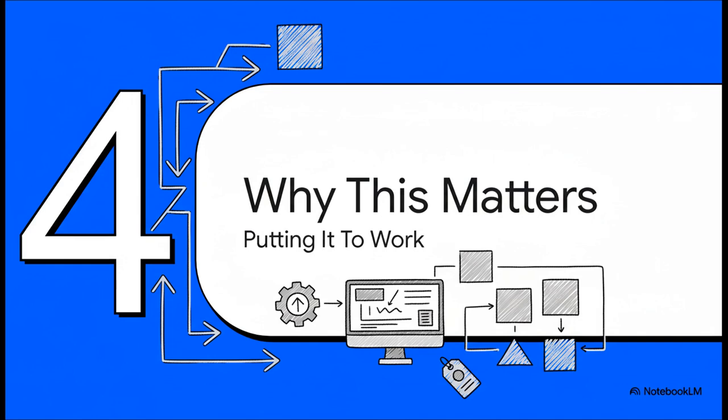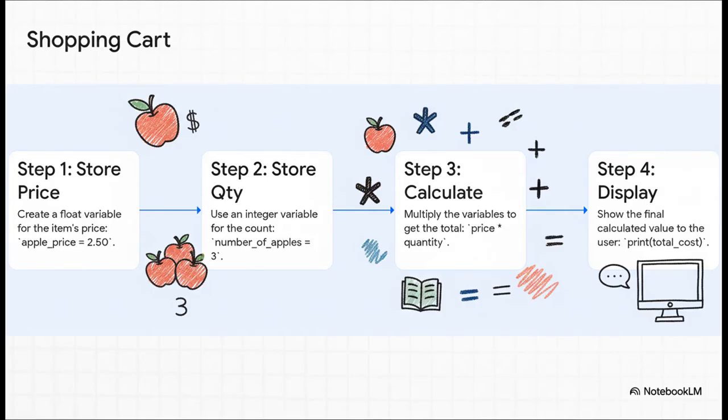Phew, we have all the pieces now. We know what variables are, we know about their data types, and we know the right way to name them. So let's put it all together and see why this is so incredibly powerful with a quick, practical example. Let's pretend we're building a tiny little shopping cart. First step, we need to store the price of an apple. It's $2.50, so that's a decimal, which means we'll use a float. We'll call it apple_price. Step 2, how many apples are we buying? Let's say 3. That's a whole number, so we'll use an integer variable.